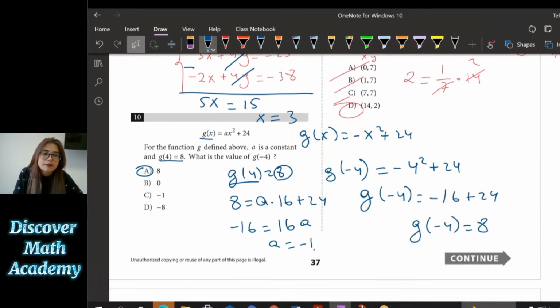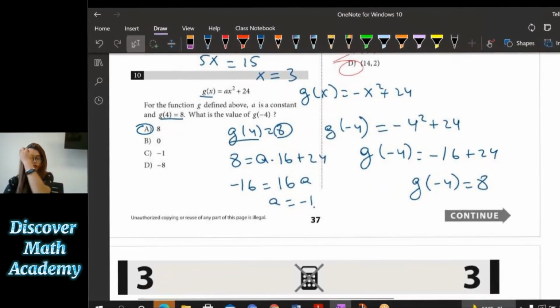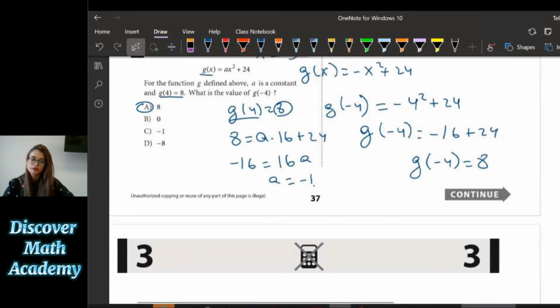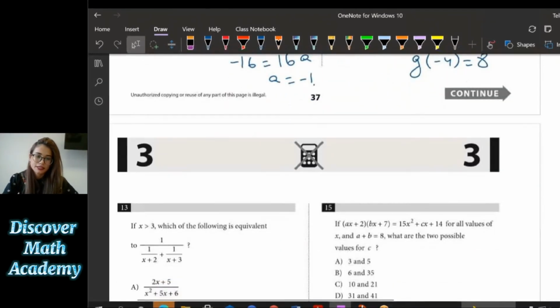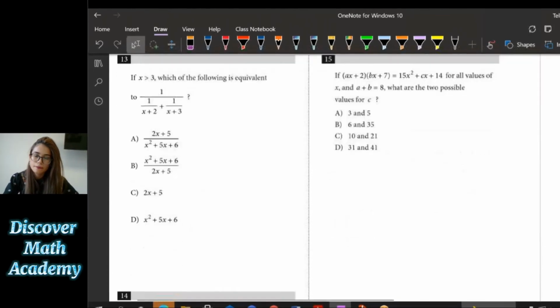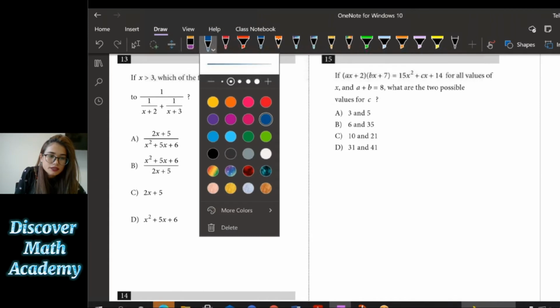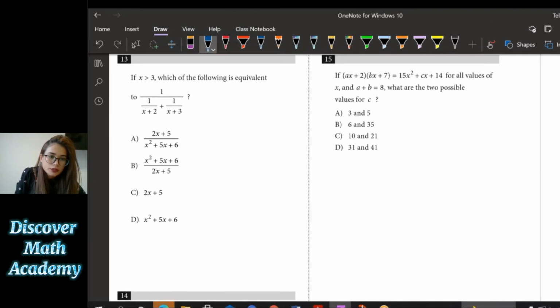The answer is the same. So questions 13 and 15. Let's do them. x is bigger than 3, okay. Which of the following is equivalent?